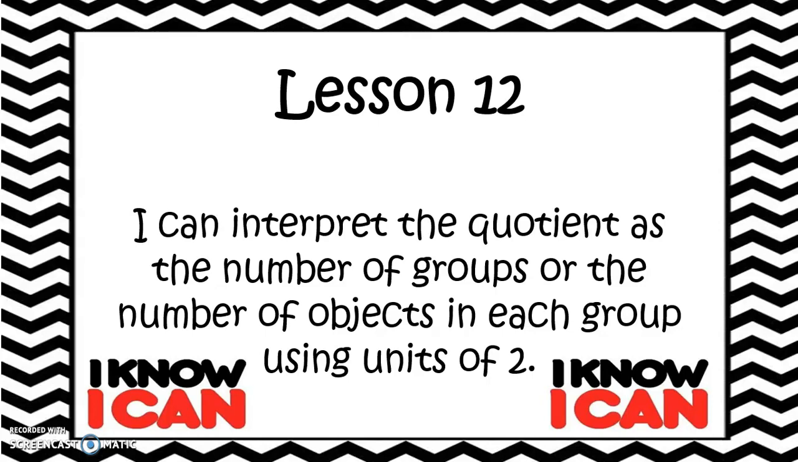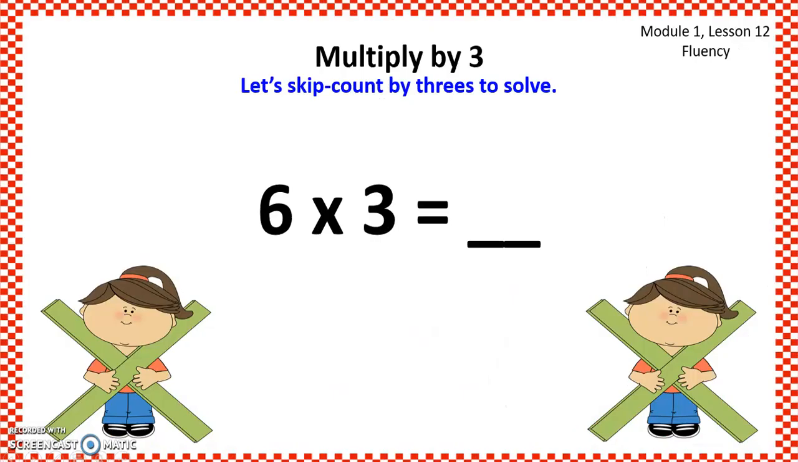Lesson 12 problem set, where you'll be learning how to interpret the quotient as the number of groups or the number of objects in each group using units of 2. This is multiplication to help you build your knowledge of 3 times.